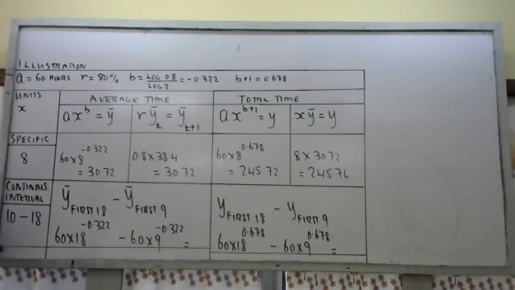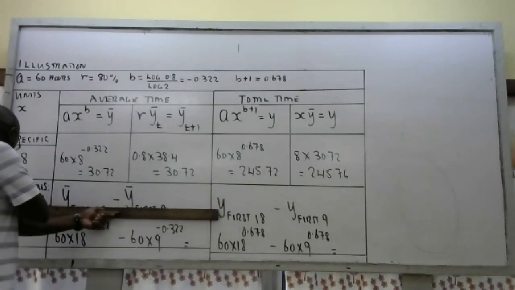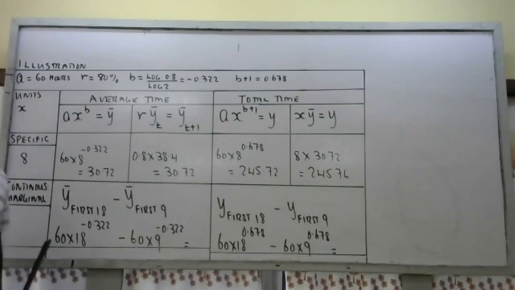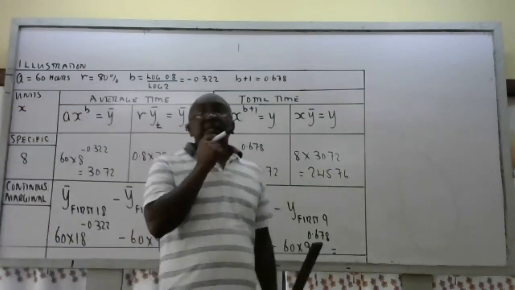Okay. Now after drawing the line, we need one more like this one. One more, now it is called continuous marginal.